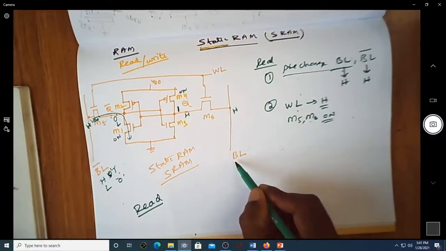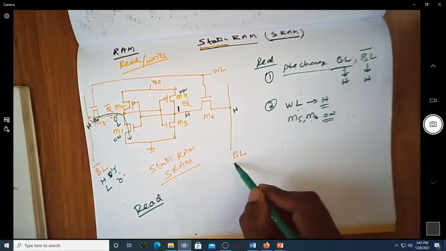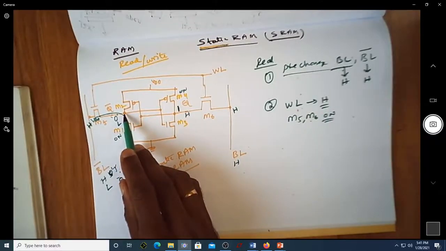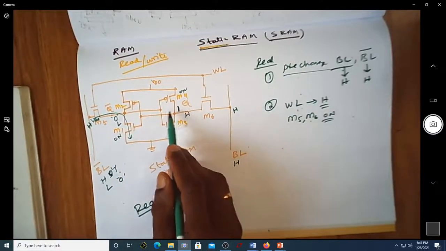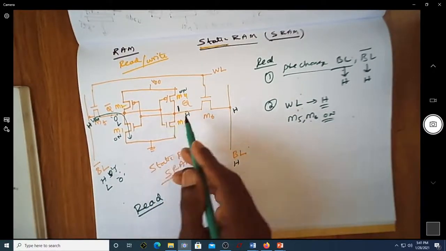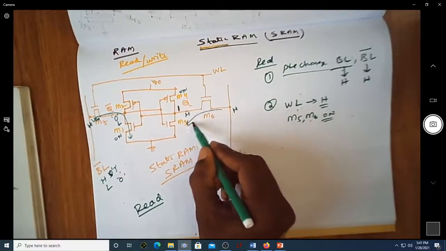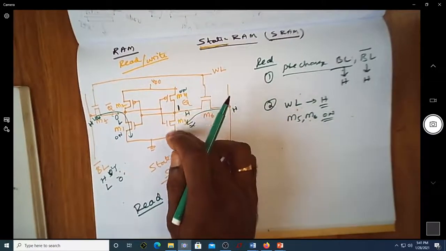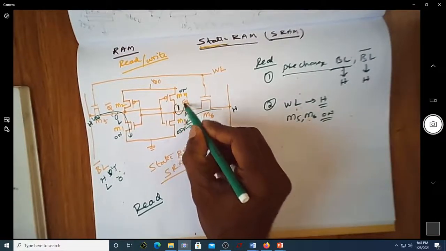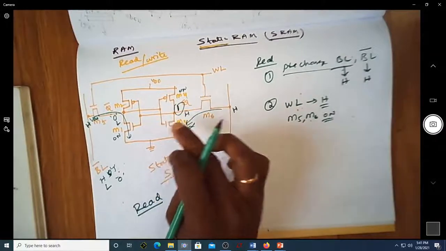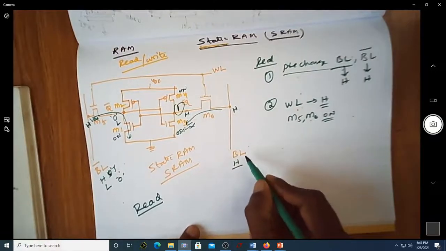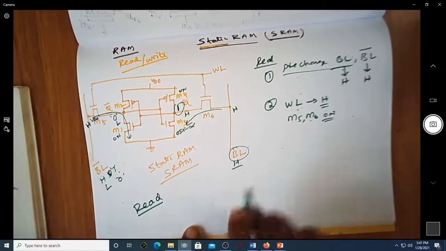Since this bit line was also made high, you can see that whenever this is low, because earlier this was high, it means transistor M4 is on and M3 is off. Since M3 is off, this cannot discharge through M3, because this is the only path that is available. Since it is off, whatever the pre-charge value that was at BL will remain high, because the value that is read is equal to the value that was stored, which is 1.